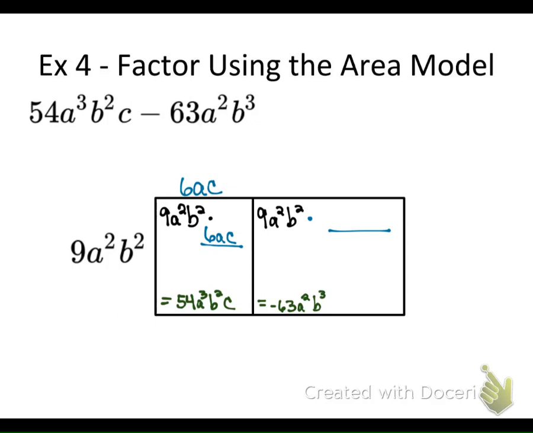Okay. Now here. All right. So now we do the same steps. 9 times what gets me to negative 63? Negative 7. Okay. I have 2 A's here, 2 down here. If I'm A squared and A squared, do I need any more? 2 here and 2 here. So you don't need any. Now let's look at our B's. I have 2 up here, 3 down here. I need 1 more. So what's the width of the second section? Negative 7B.